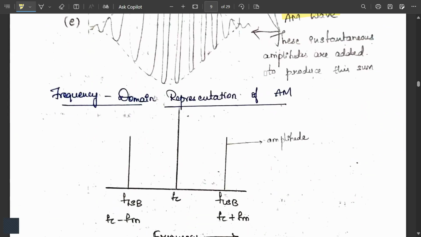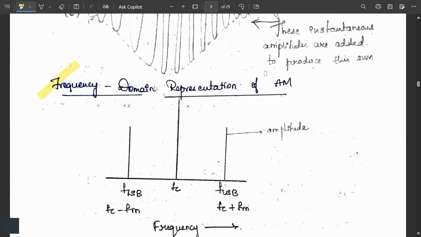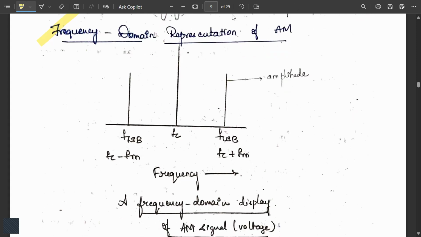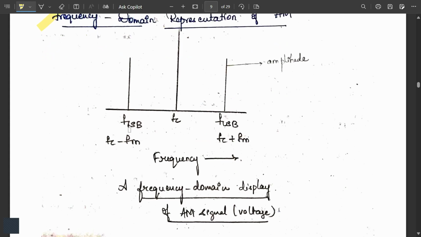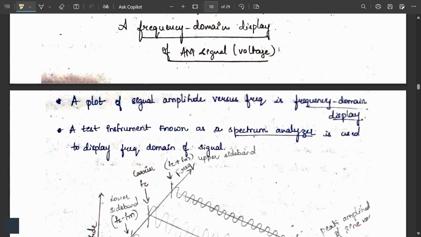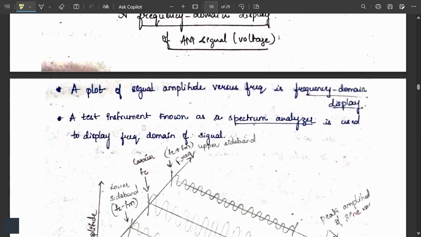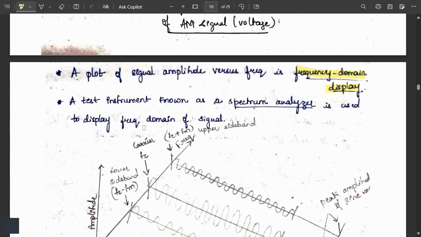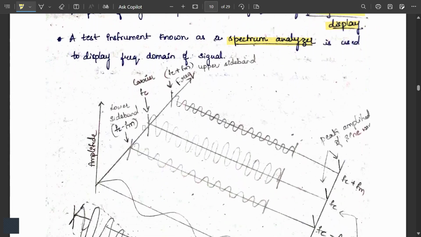Now next is the main important topic, that is frequency domain representation of AM. This is the diagram where the frequency domain display of the AM signal is shown. This will be our LSB, this will be our USB, and this will be your FC. This is a plot of the signal amplitude versus the frequency, which is called a frequency domain display. The test instrument known as a spectrum analyzer is used to display the frequency domain of the signal.